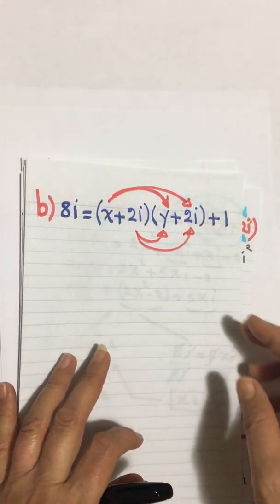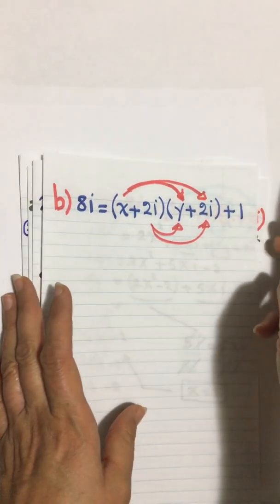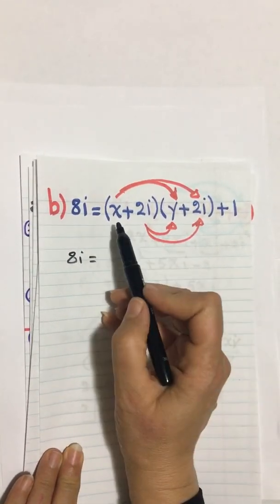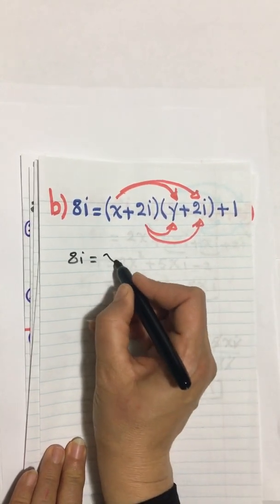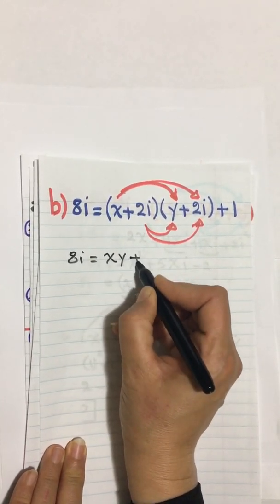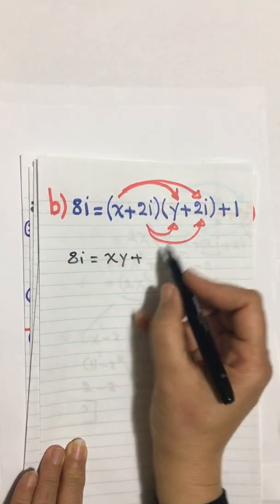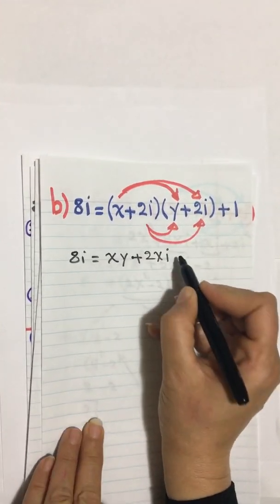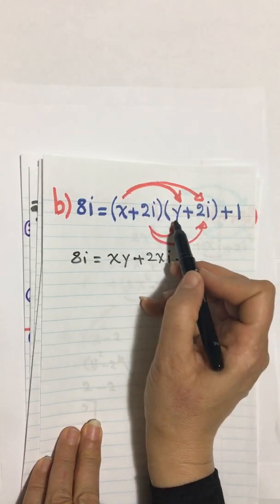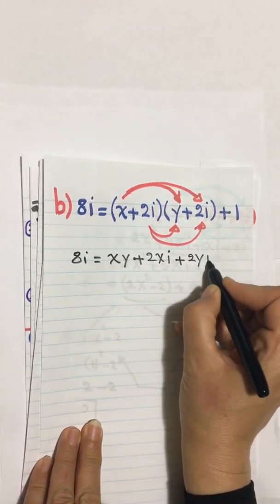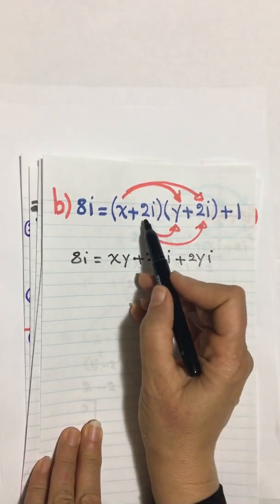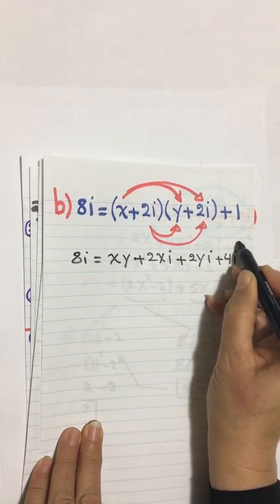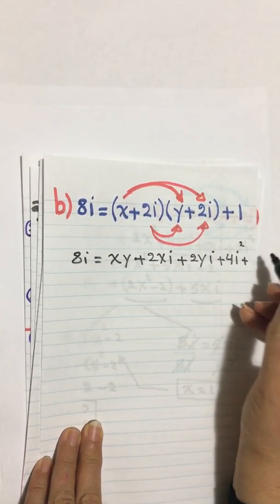Now 8i equals x times y, xy, plus x times 2i, 2xi, plus 2i times y, 2yi, plus 2i times 2i, 4i squared, and I have plus 1.